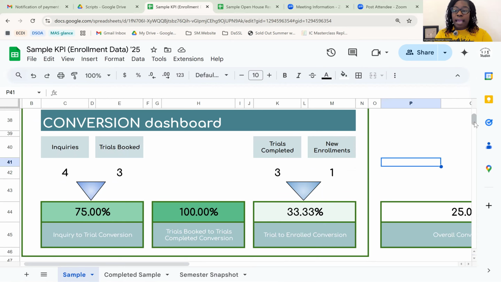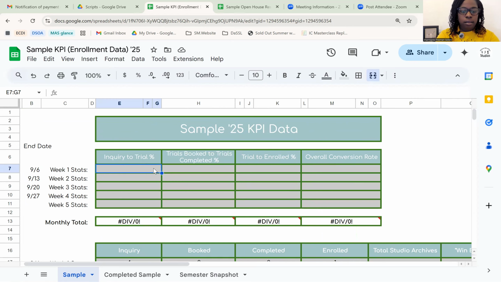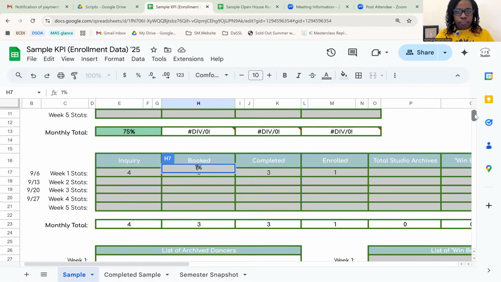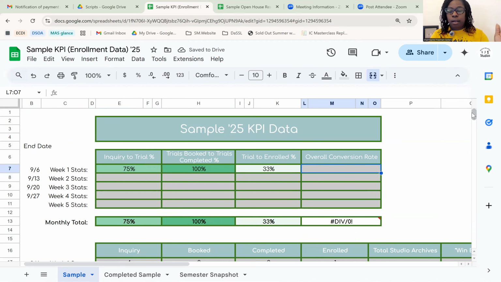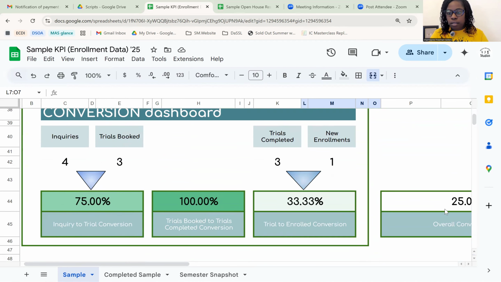So now that we have our percentages, we go to the top of the page and input those percentages for us. So we said 75, that was 100. Let me double check. 75, 100, 33. And then the overall conversion rate of how we move families through the sales funnel is over here. So that's 25%.